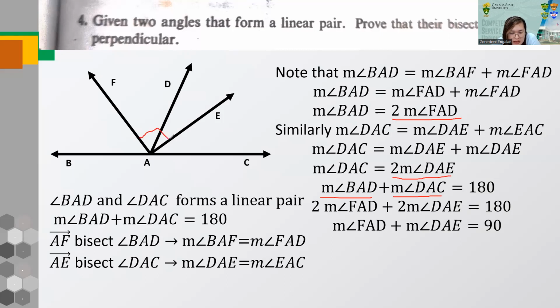So this is by angle addition. If we add them, angle FAE is formed. The measure of angle FAE is equal to 90. So we have proved that the bisectors are perpendicular, because the angle they form is 90. That means AF is perpendicular to AE.